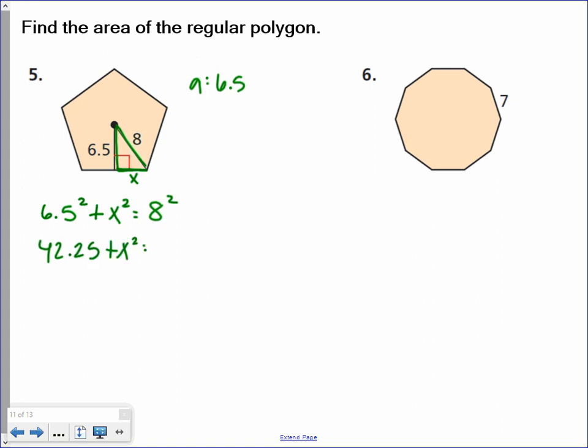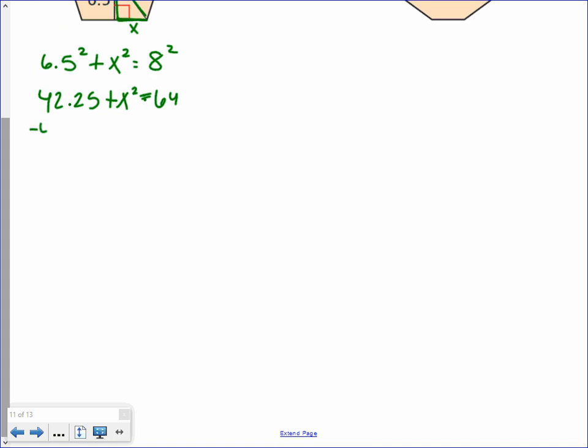6.5 squared is 42.25. 8 squared is 64. Minus the 42.25, and you get 21.75. And this is going to be an approximated answer. Then we take the square root, don't divide by 2, but take the square root for sure. And we get about 4.7 when we round.